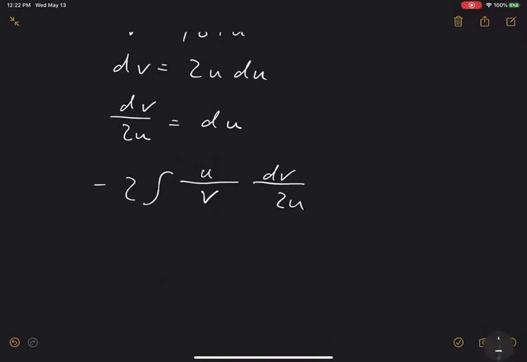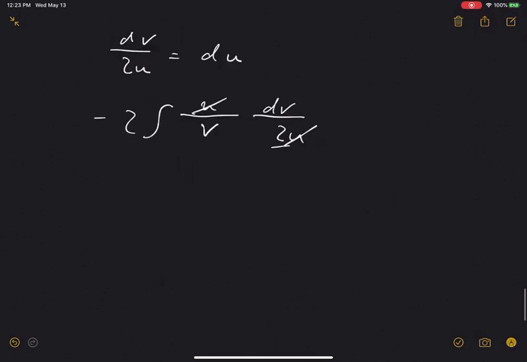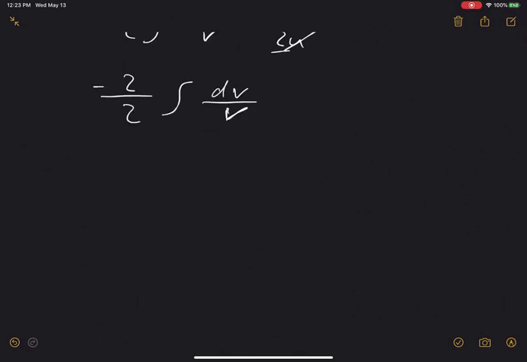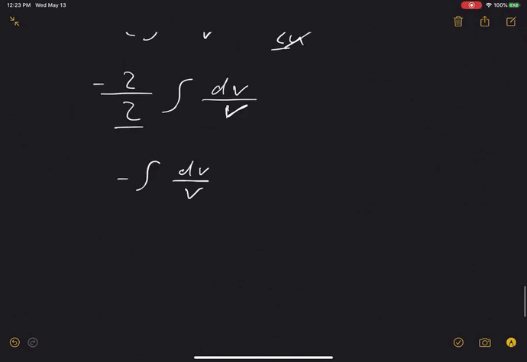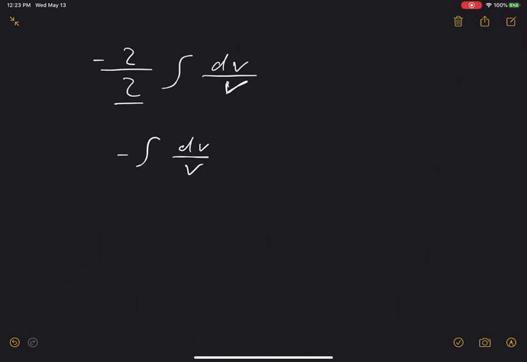Let's see, the u's cancel. I've got 2 here, which I can pull out of my integral, and then I have dv over v. Can I integrate this? Yes, the integral of 1 over v. Let's simplify this first. The 2's cancel here, so I've got negative integral of dv over v. The antiderivative of that would just be negative ln absolute value of v plus c.